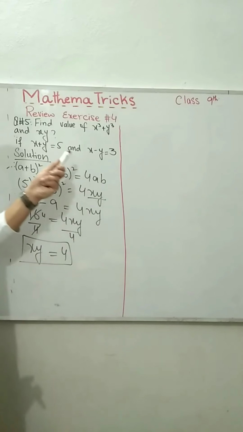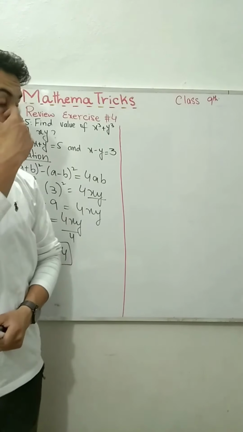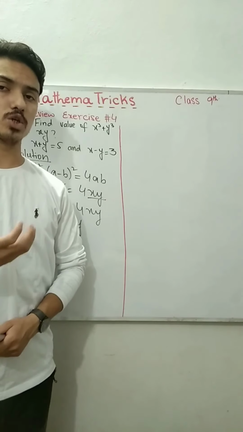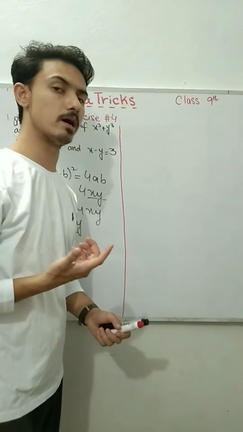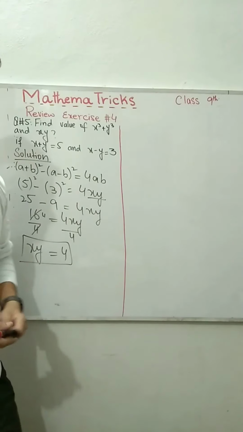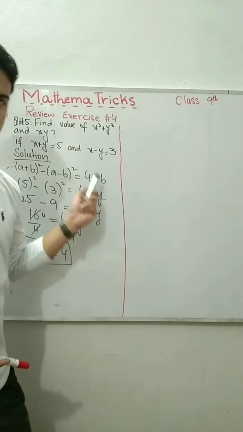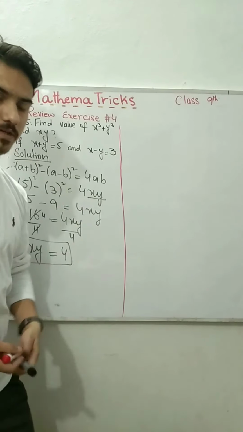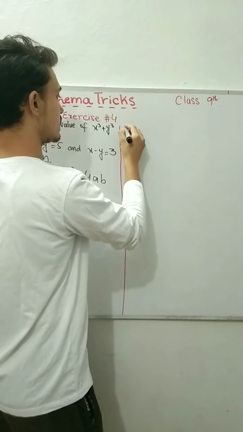Let's move toward the second thing. What do I need to find? I need to find x cube plus y cube, so a cube plus b cube, the cube of two values separately. Do we have any algebraic formula to find x cube plus y cube with the use of xy, x plus y and x minus y? Now you have three values given. Let's check.